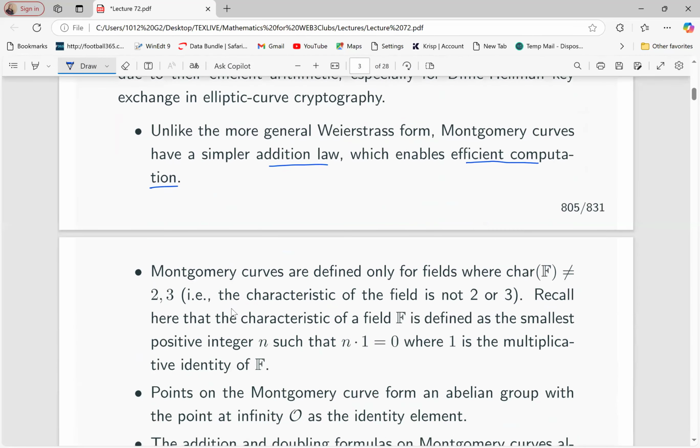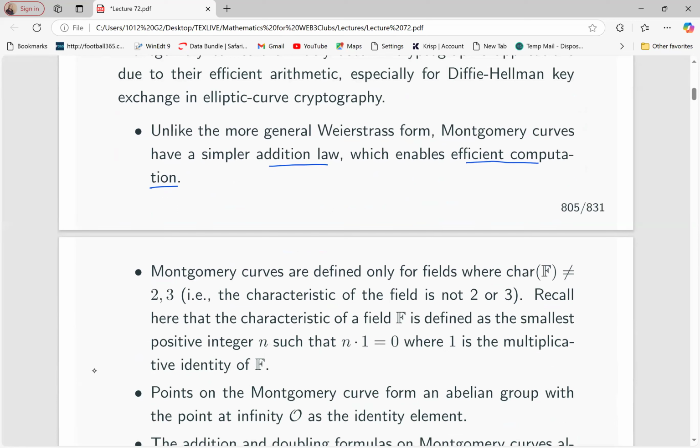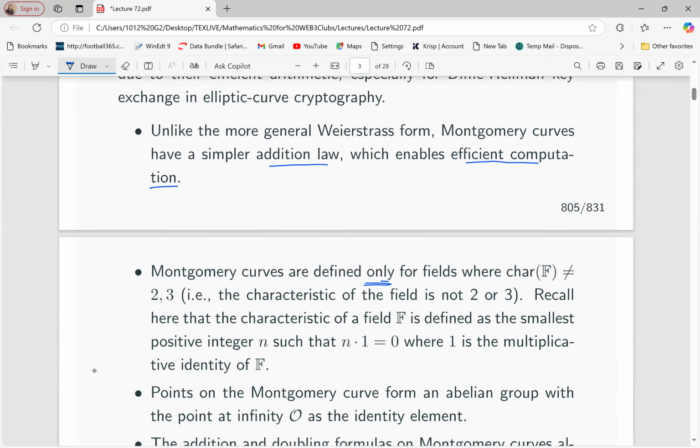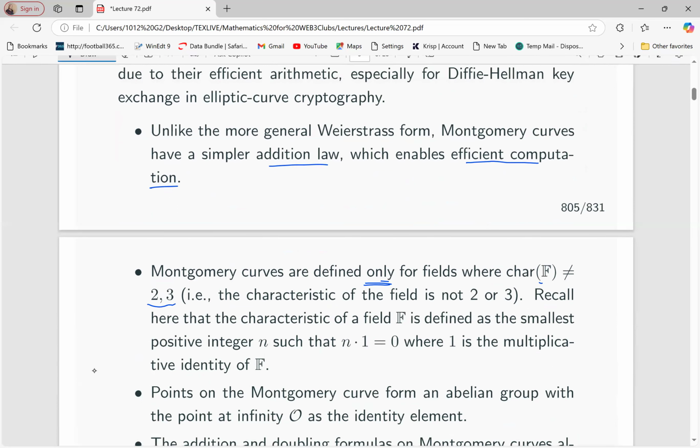The other thing that we need to know is that the Montgomery curves are defined only for fields where the characteristic of F is not 2 or 3. So the characteristic of F should not be 2, should not be 3. I would again remind you what I mean by characteristic. The characteristic of a field is a positive number n which, when multiplied by 1, gives you 0. That is what it means, the characteristic.